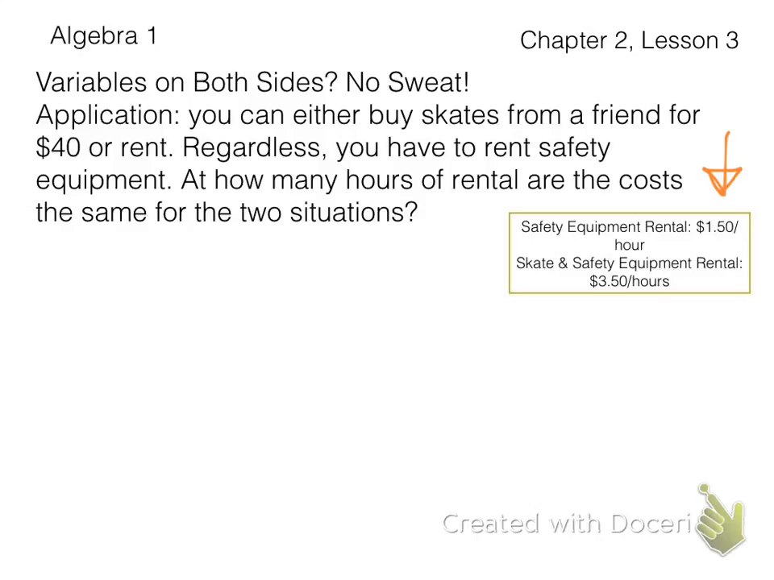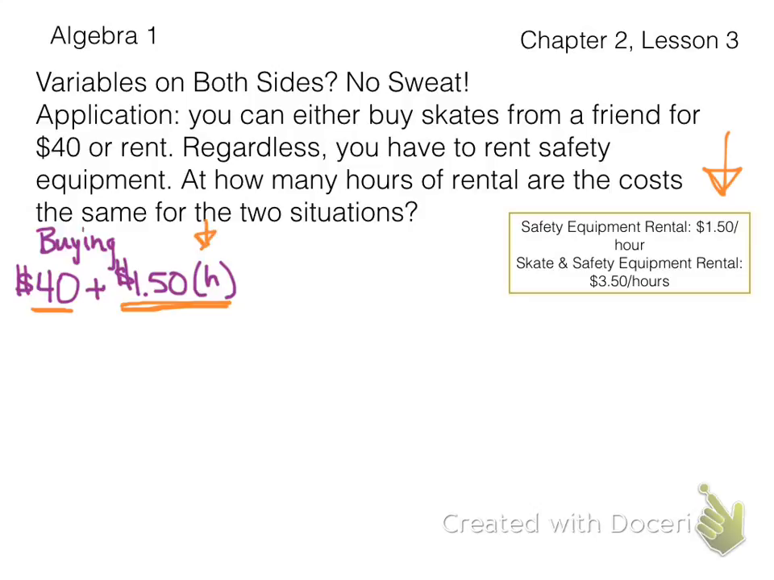So let's go ahead and set up this equation. So how much is it if you buy the skates from your friend and only have to rent the safety equipment? Well, it's $40 plus $1.50 times every hour that you need the rental equipment, because you own the skates, so that's a one-time fee. But since you have to rent the safety equipment by the hour, the number of hours that you rent it will make a difference on how much you pay.